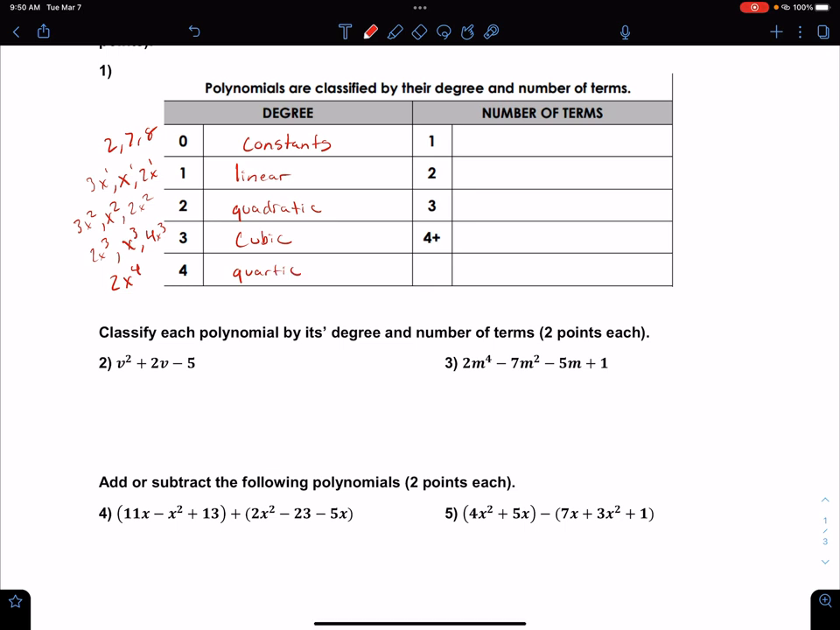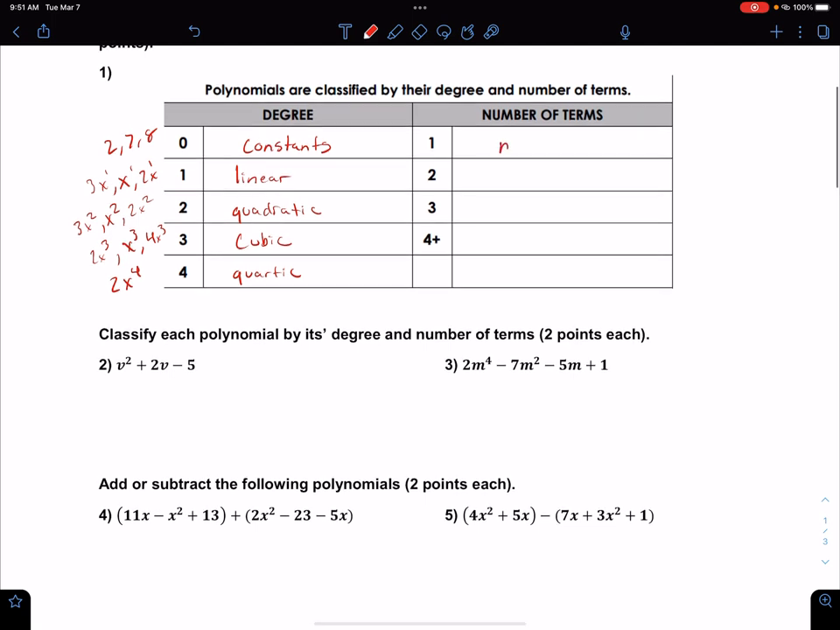Okay, then we got number of terms. If there's one term, we call that a monomial. Mono means 1. If there's 2 things, we call that a binomial. There's 3 things, we call that a trinomial. And if there's 4 things, we call that a polynomial.